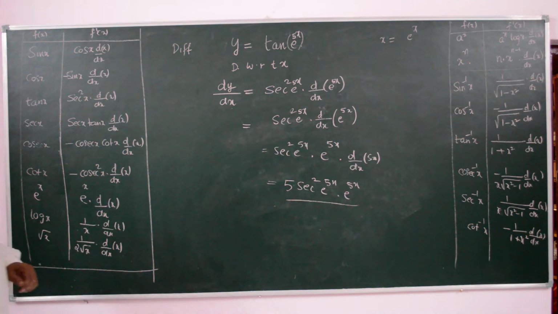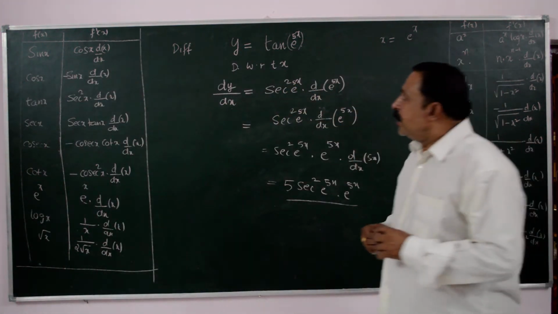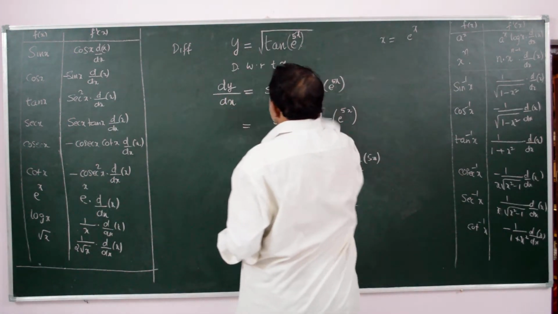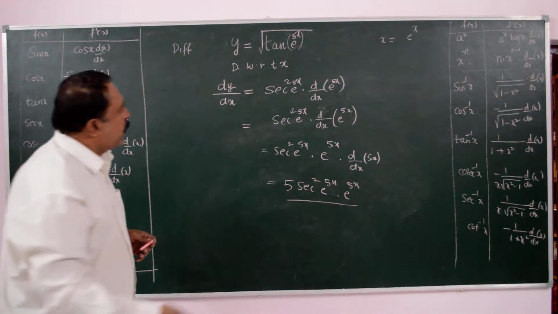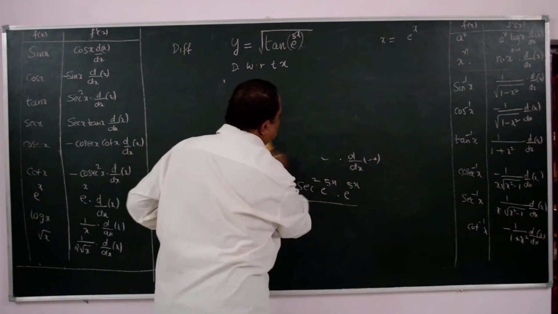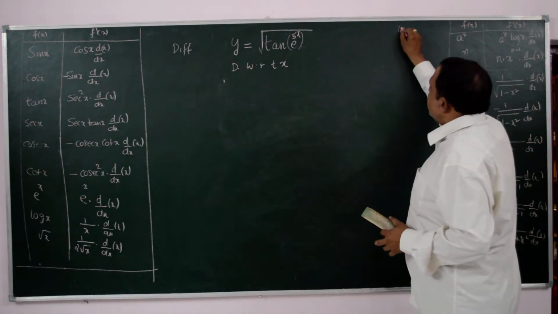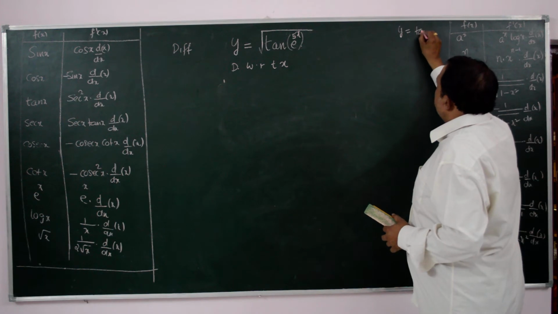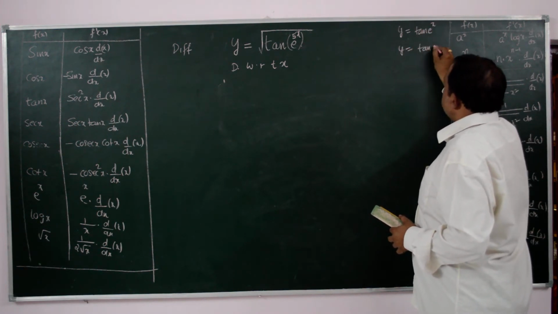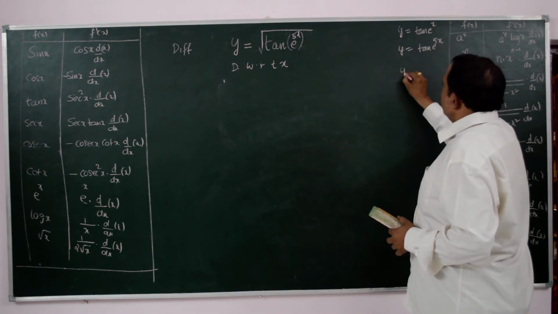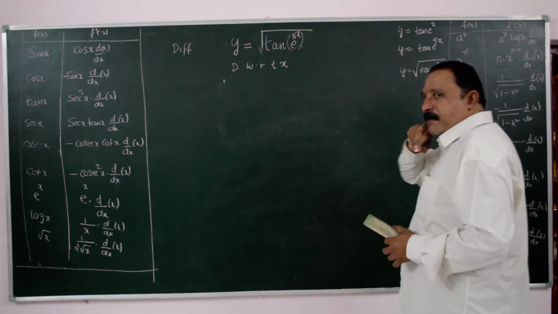Wait. Now I will still increase the complexity of this problem. Now I will put a square root for this. So which is the first problem we did? The first problem was like this, y equals tan of e to the power of x. Then second, this is made as tan of e to the power of 5x. Now this is made as root of tan of e to the power of 5x by putting a square root sign.